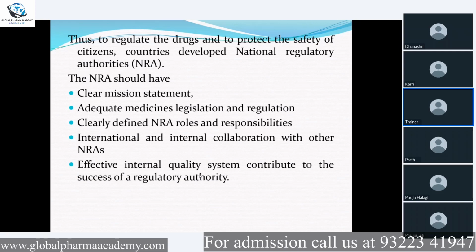We will see how it works when we have a separate session on the Europe submissions. So in this way also, a regulatory authority should work. They should work in internal and international collaboration with each other, so that the companies trying to register their product face minimum hurdles, and their product gets registered within minimum time.